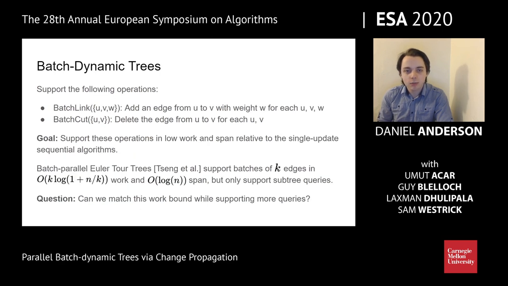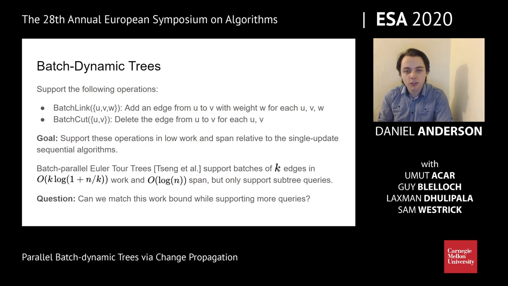In the parallel setting, we can make things a little bit more interesting and talk about what we call the batch dynamic trees operation. It's very much the same as the dynamic trees problem, except now we want to insert and delete edges in batches. So we want to update multiple edges at the same time, either by inserting a batch of k edges or deleting some batch of k edges. We'll call these the batch link and batch cut operations. And the goal is to support these operations in low work and span relative to the single update sequential algorithms.